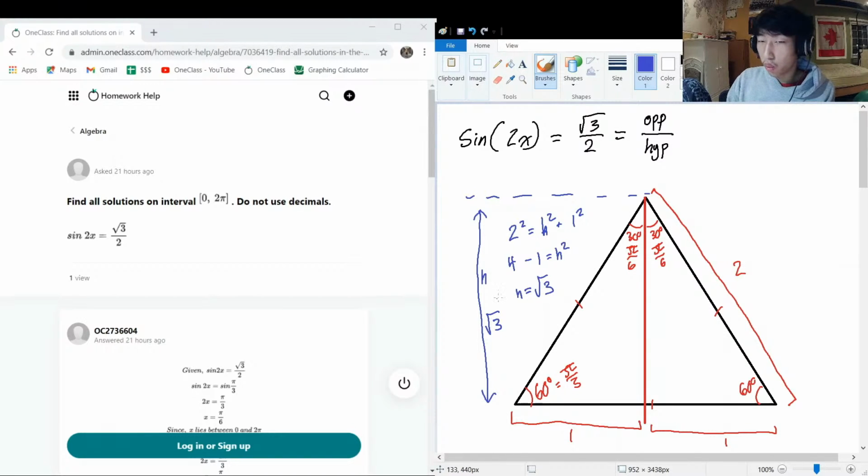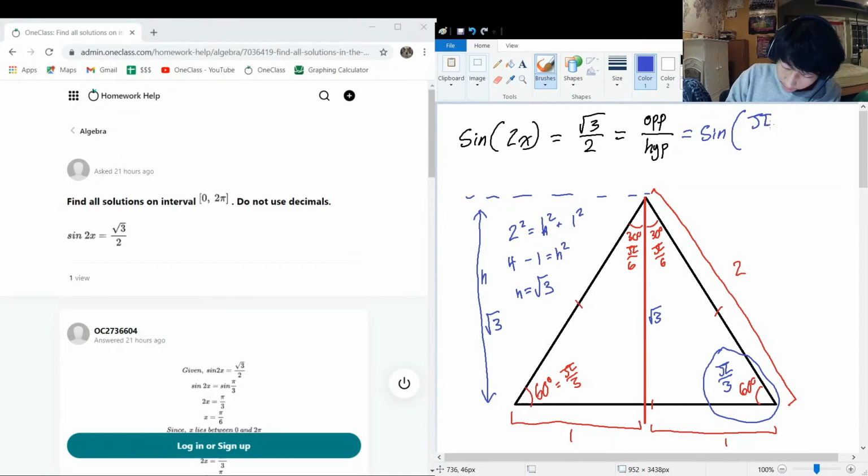And which angle would it correspond to, if we have the opposite as square root of 3 and the hypotenuse as 2? Well, we would need this angle right here, which is pi over 3. This would be the only way that we can correspond to that. So we know that this has to be sine pi over 3.